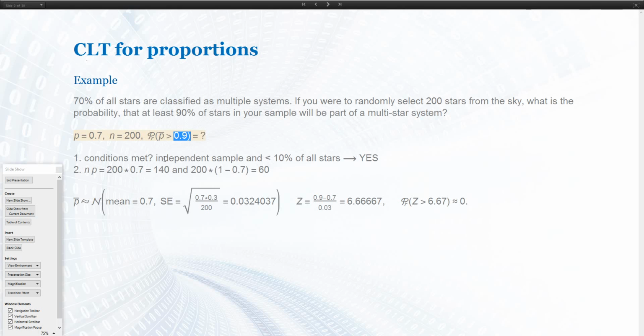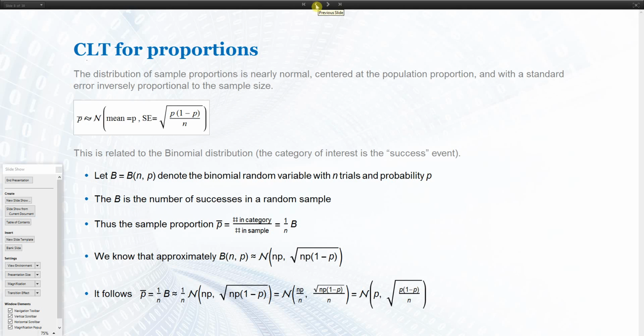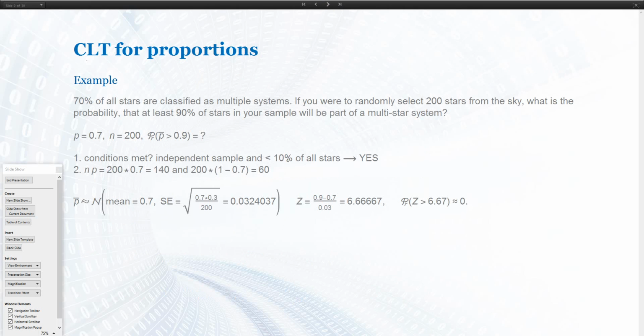So again, we need to check the conditions. Independent sample, and in order for the binomial distribution to approach the normal distribution, n times p needs to be larger than, what was it, 10? I think 10. Okay, I have to look. We have to look this up in the notes. So it needs to be large enough. So the expectation value needs to be high enough. That means we know that the mean value of our sample will be normally distributed with these properties.